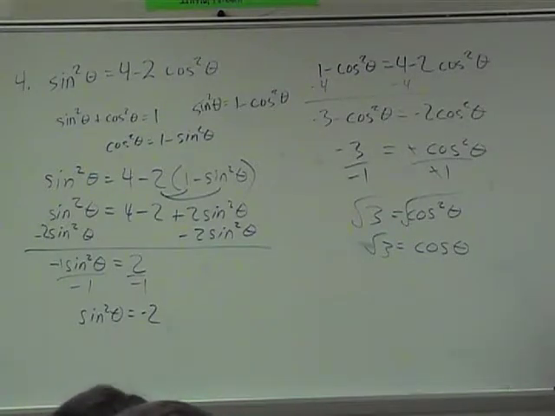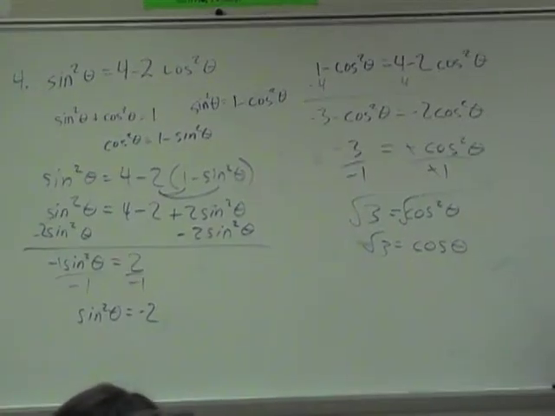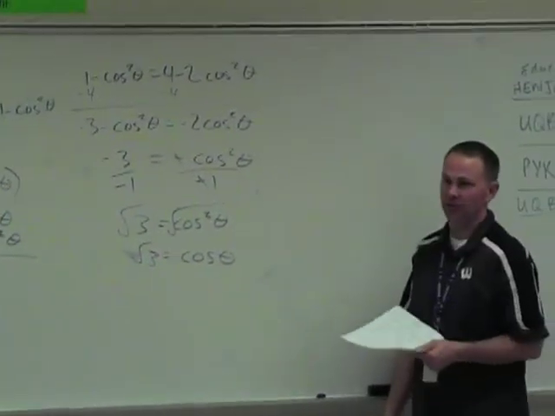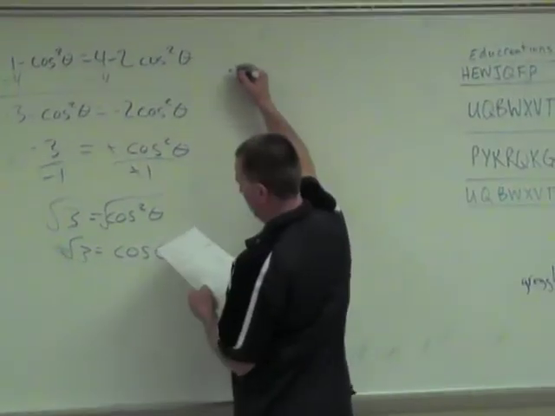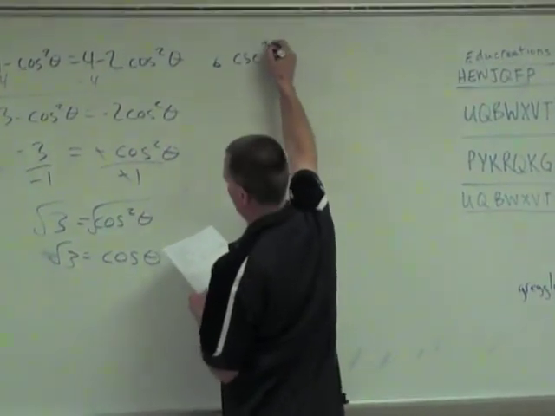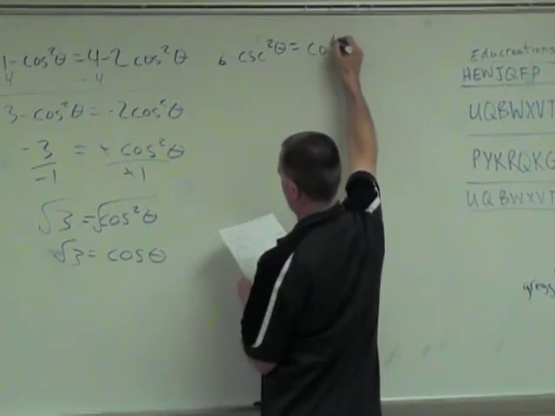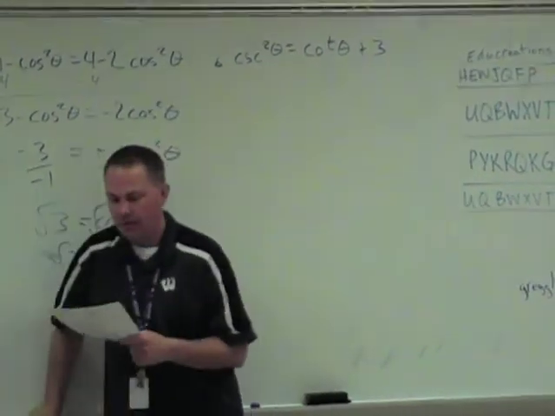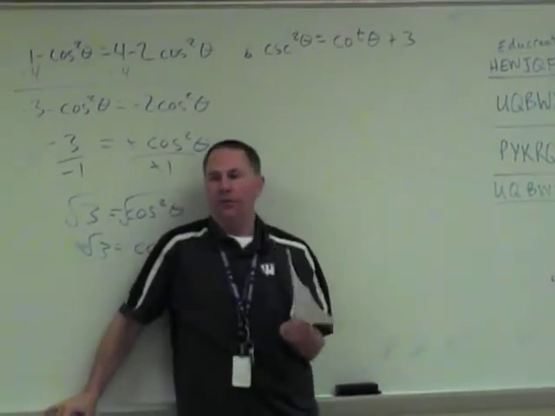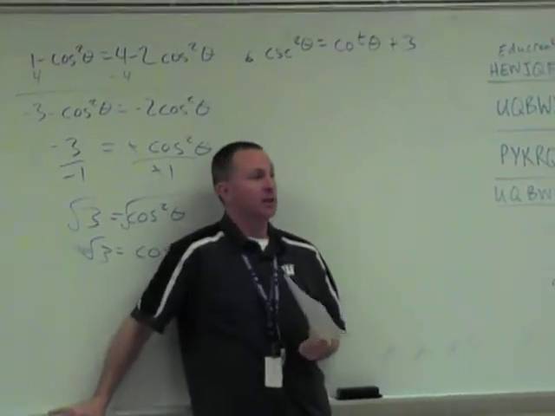Shall we do one that you can solve? You ready for one that you can solve? Just real quick. Okay. Let's do number 6. This is the cosecant squared of theta equals the cotangent of theta plus 3. So the first thing I noticed when I looked at this problem is I got a square.